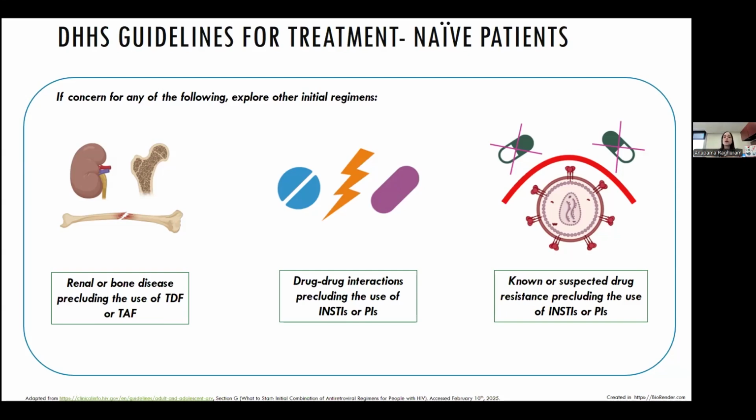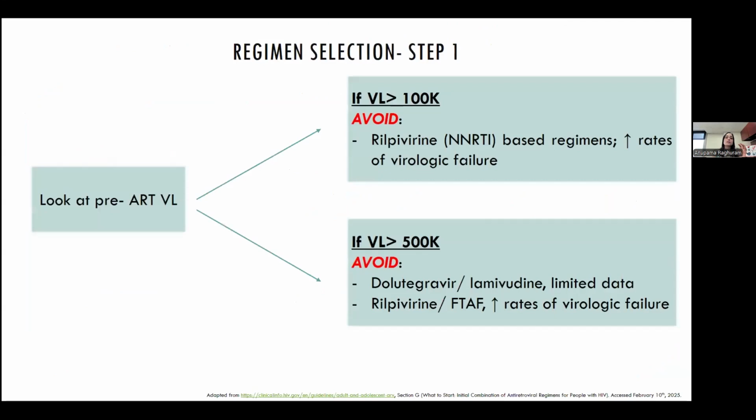And we're going to walk through just a few of these other options that you could consider, or when not to use certain things, okay? So step one, say you need to look for something else, you're going to look at the pre-ART viral load, right? If the baseline viral load is over 100,000, you should not use anything with rilpivirine because there's a high rate of virologic failure in those cases, but you can look at other options in that class. And same thing, if your viral load's above 500,000, don't use rilpivirine, and also don't use your 2-drug regimen combo that we already talked about, right?